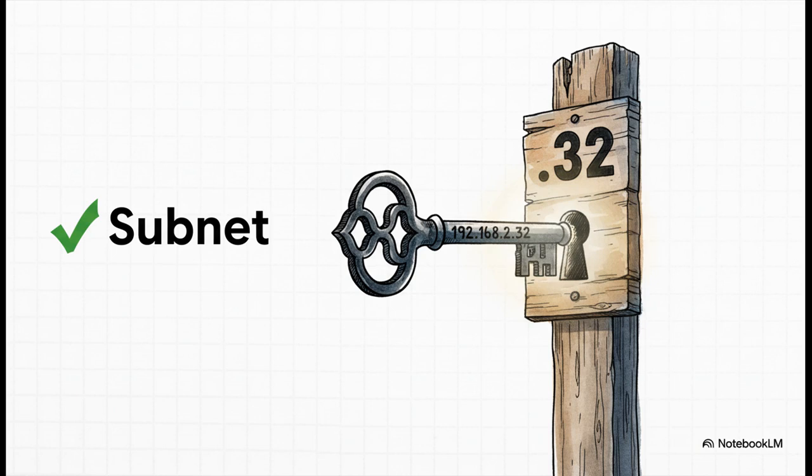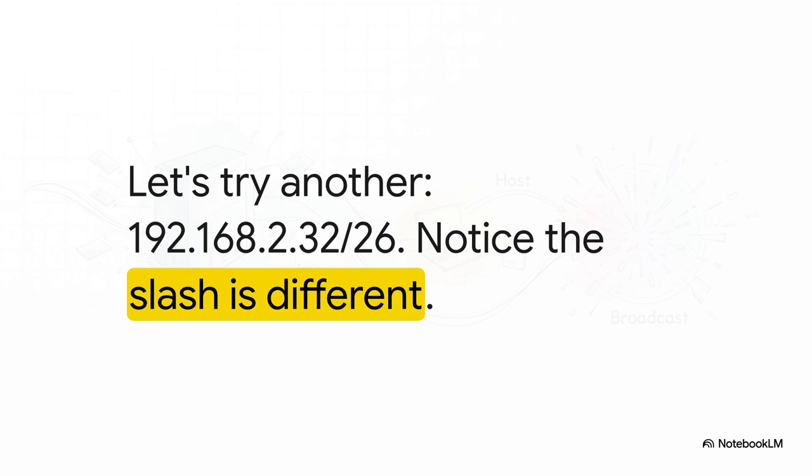And take a look at our address, 192.168.2.32. That lands exactly on one of our starting points. So what does that make it? Yep, it's a subnet address. See, the puzzle is already starting to solve itself. All right, let's grab the next one.